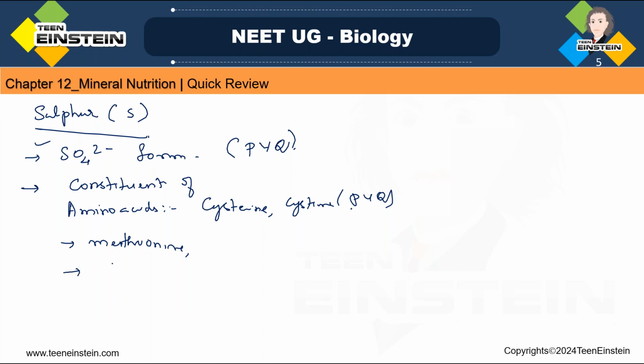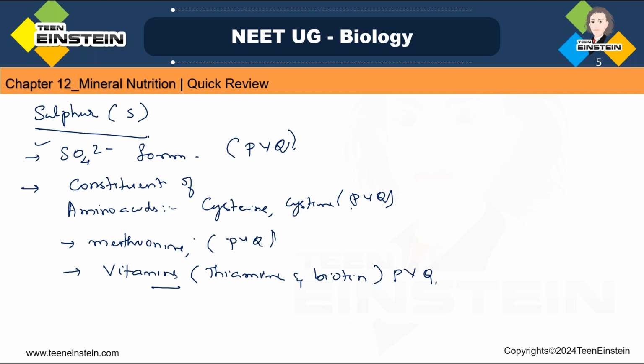Then it's a part of vitamins. Which are the vitamins? Thiamine and biotin. So this you should learn as such. Sulfur is a part of the vitamins thiamine and biotin. This is also a previous year question. And methionine, in that also, this is also a previous year question. In that also sulfur is a part. Then coenzyme, it's a constituent of coenzyme A and ferredoxin. And we know that sulfur increases the nodule formation in legumes. That means pulses.